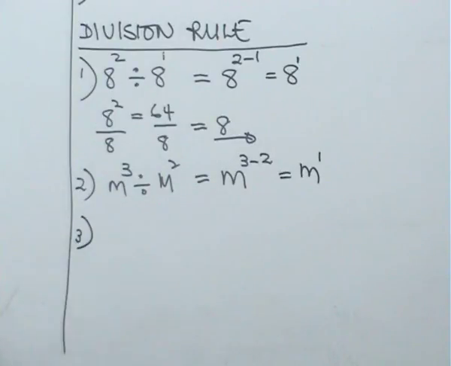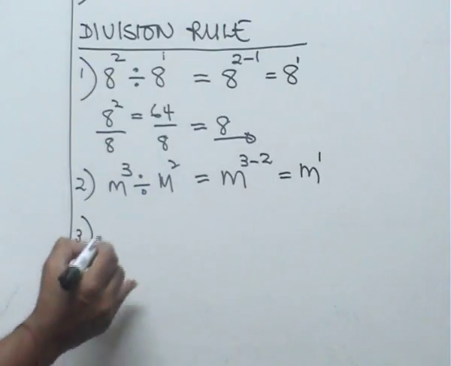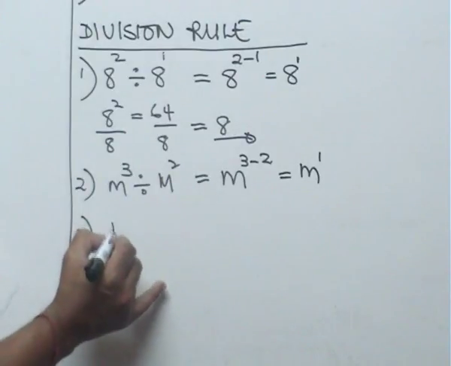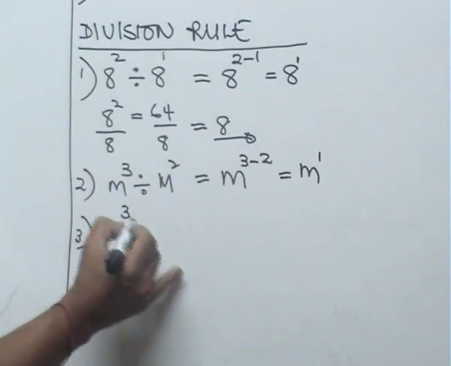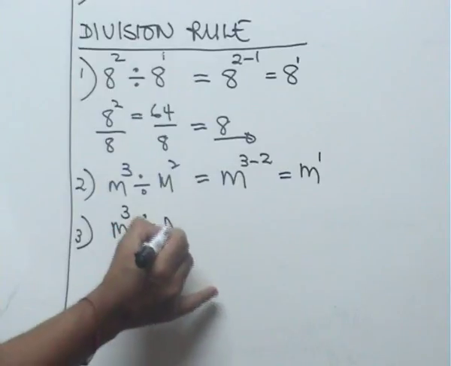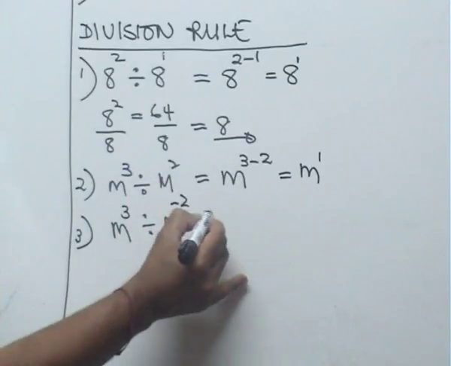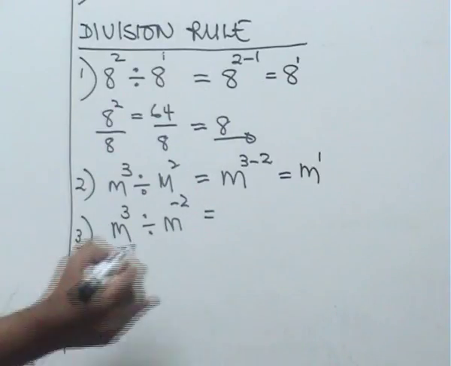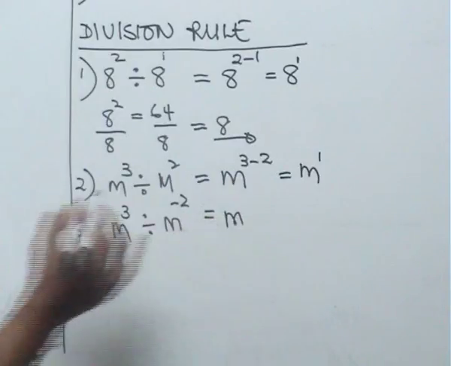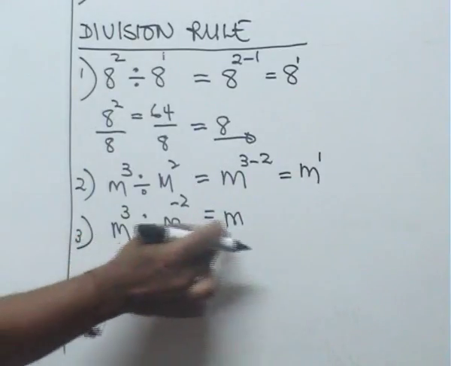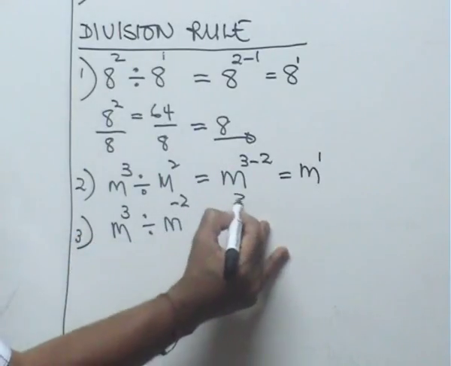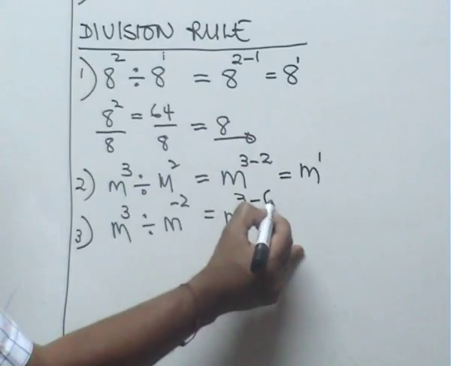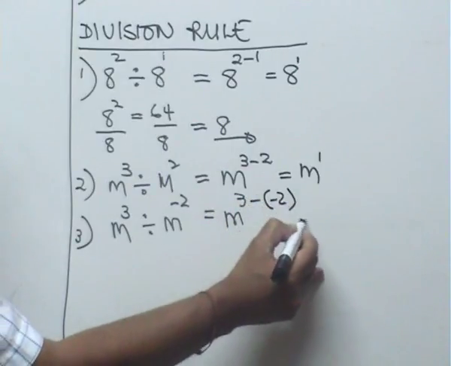Number 3. Now here is a famous catch. m cubed divided by m to the minus 2. Now you've got to be very careful with an example like this. There's your base. Bases are common, you can write it down. It is 3 minus (-2).